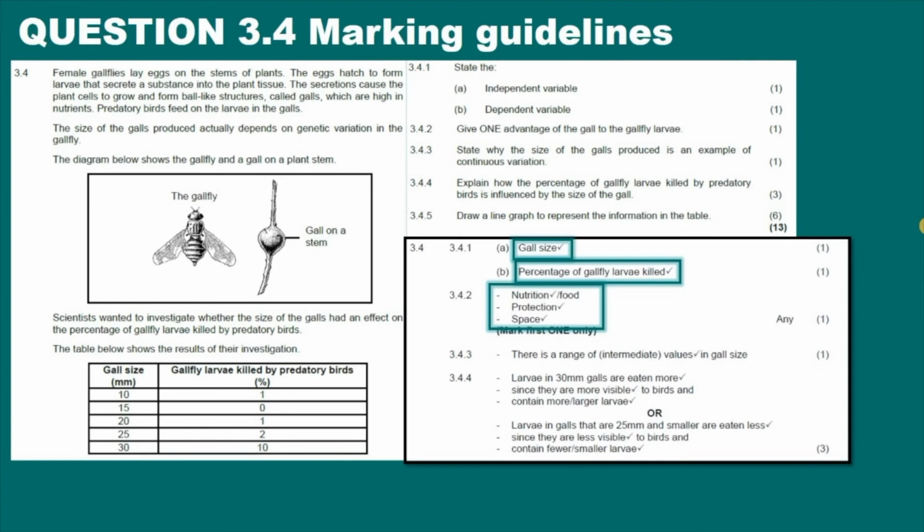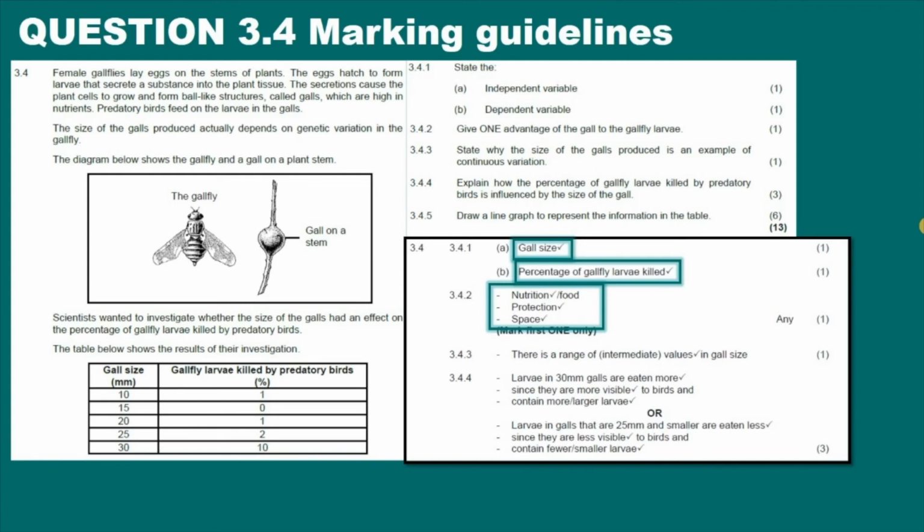Then question 3.4.3: state why the size of the gall produced is an example of continuous variation. If you look at your table in the first column, you will see that the size increased from 10 to 30. So there was an increase in the size. And if you go back to the top, to the second paragraph, where they say the size of the gall produced actually depends on genetic variation in the gallfly, the size of the gall is going to be affected by the genetics of the gallfly larva. So it depends on the secretions. For example, let's say the gallfly larva produces more of the secretions because of a genetic mutation or a gene. That means the gall will be bigger in size. So that depends on the gallfly larva.